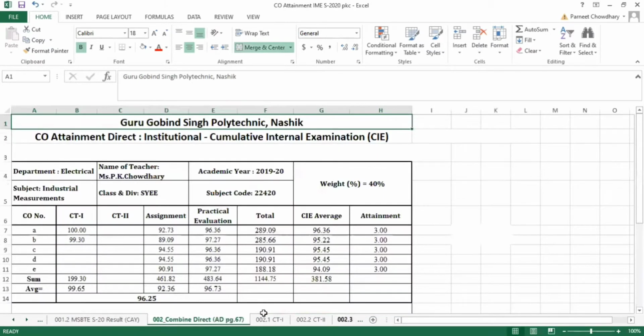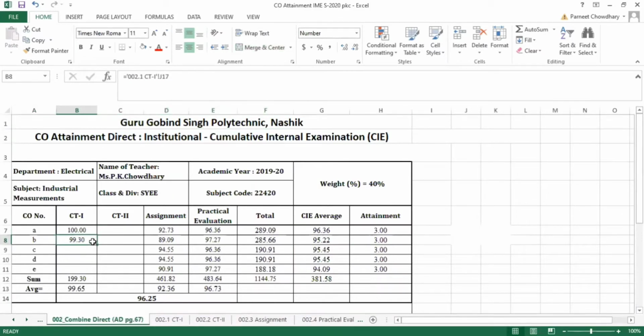Now we will go to the next sheet, which is the combined direct. Combined direct means the direct assessment has two parts. The first part is the MSBT examination and the second part is the various direct assessment tools that we use. For example, the class test or the assignment, practical evaluation, the term work marks that we give. So this particular part is the institute level marks that we give to the student.